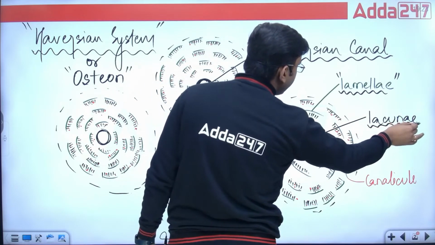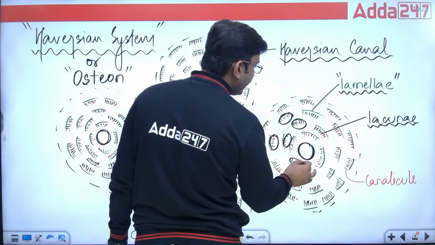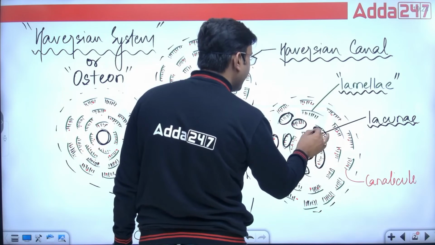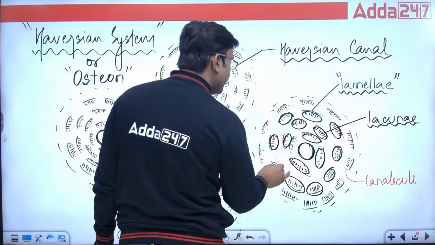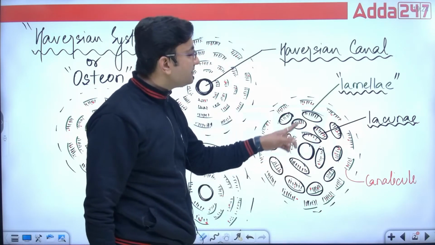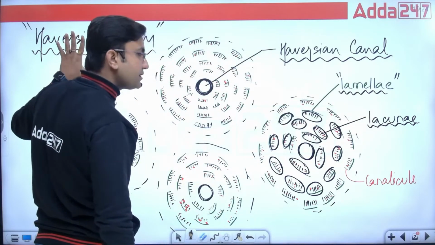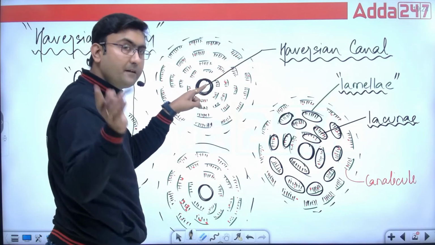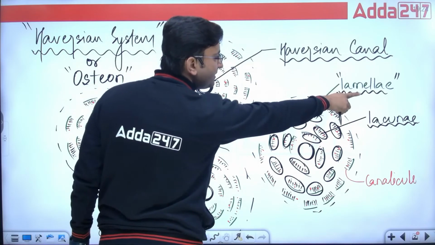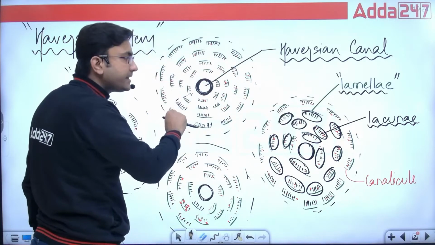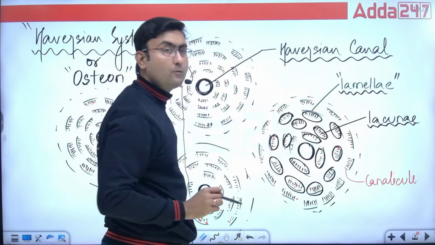वहां आपको इलाके दिख रहे होंगे, जैसे ये वाला इलाका, ये वाला इलाका, this region, this region. What are those regions? These specific regions are called lacuna. So the Haversian canal is present at the center of the Haversian system. Around it concentric rings are present which are called lamella, and within those rings certain areas are present around the concentric circles which are called lacuna.